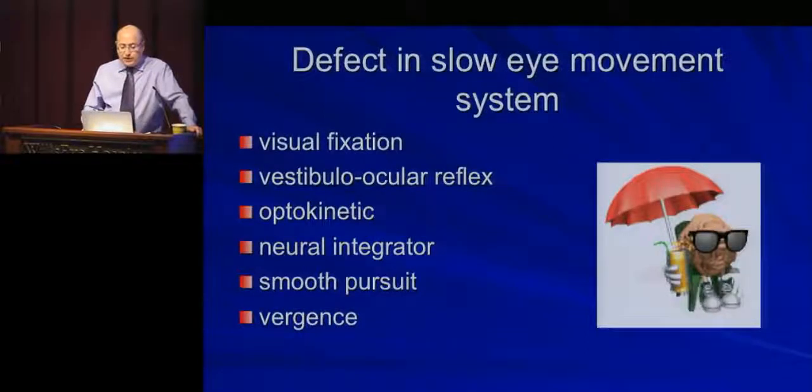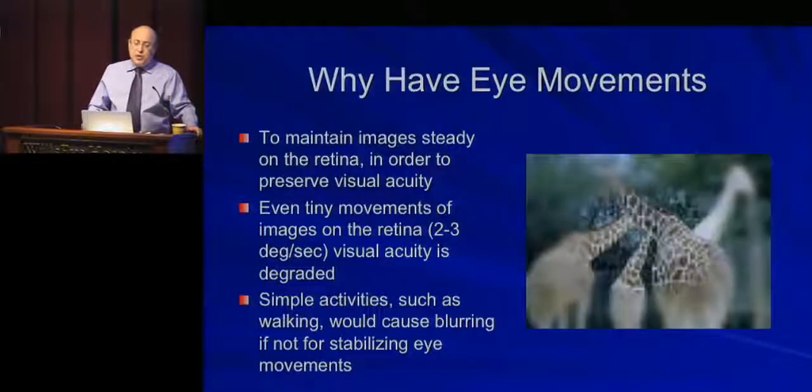So we're going to talk about the slow eye movement systems, which include fixation, VOR, optokinetic, neural integrator, smooth pursuit, and vergence. Well, let's ask a basic question. Why do we have eye movements altogether? Any ideas?